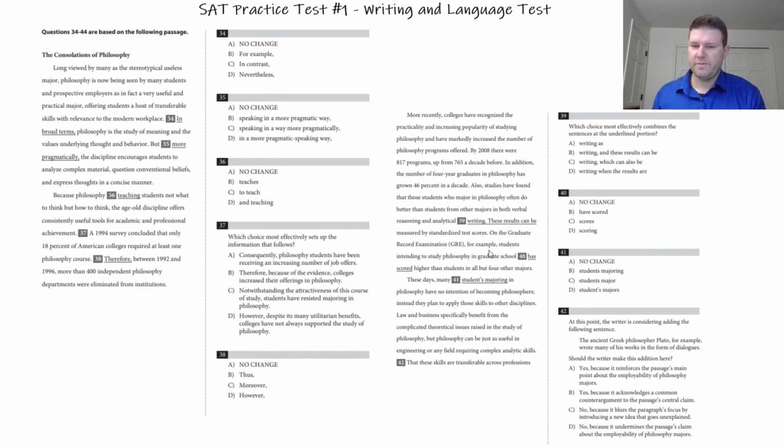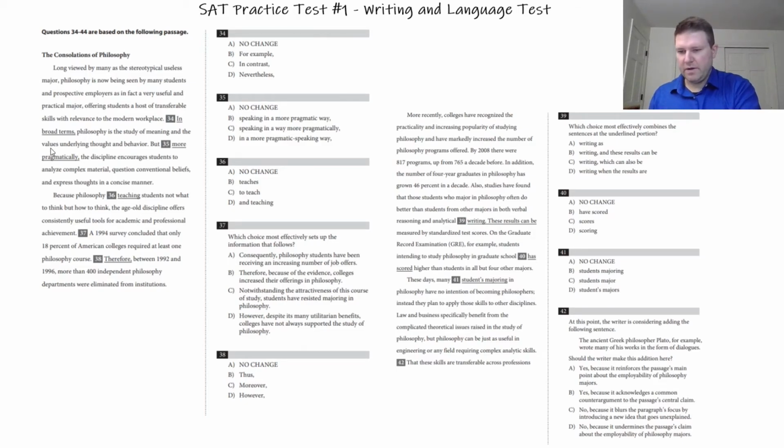Heading over to the next passage, if we look at 34, this is actually a transition word question, so we should look at the previous sentence and basically see what it's saying. Long viewed by many as the stereotypical useless major, philosophy is now being seen by many students and prospective employers as in fact a very useful and practical major, offering students a host of transferable skills with relevance to the modern workplace. And then if you look at what they're saying after the transition word, it kind of helps to do it this way, without reading the transition word, so you can see how these relate.